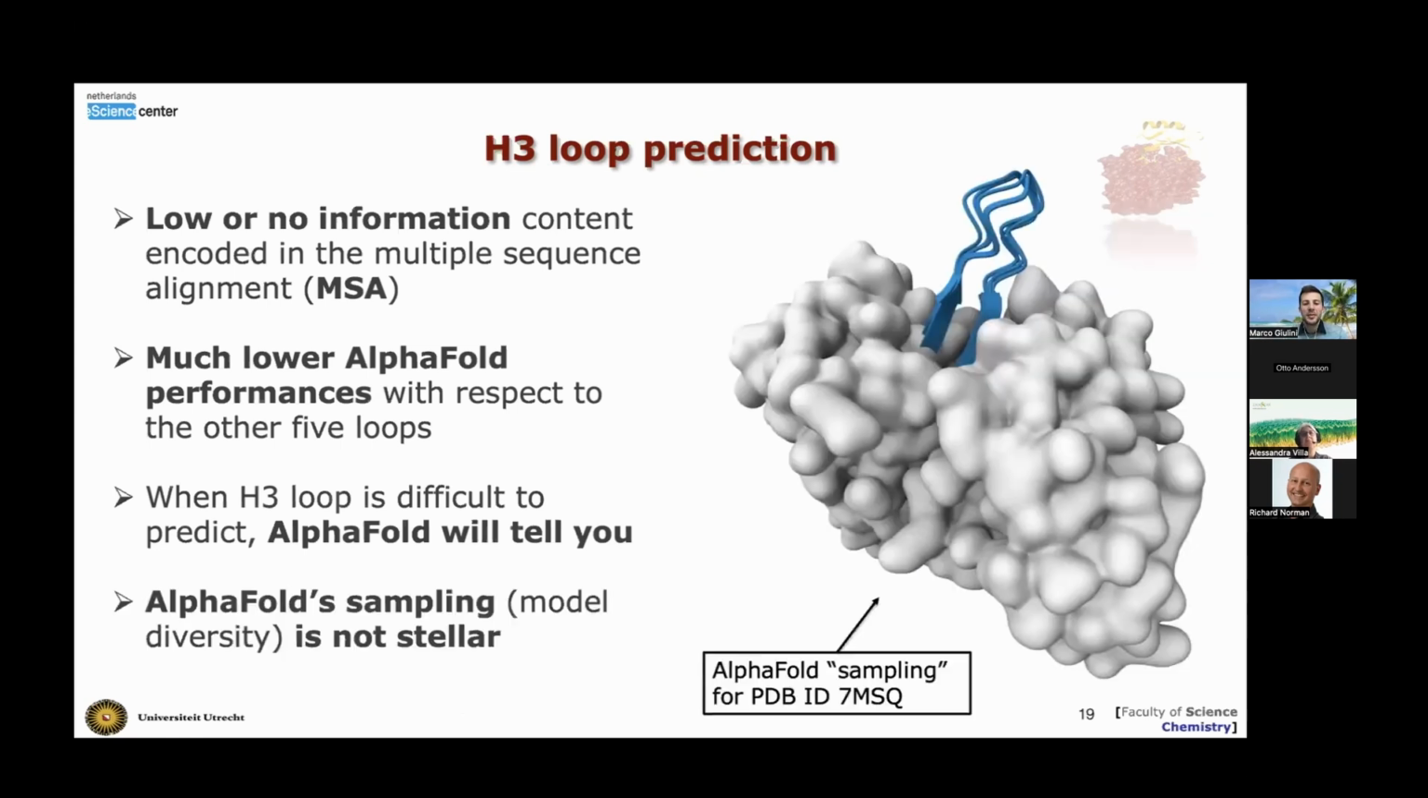And here the problem is that the AlphaFold sampling, so the diversity of the models that are generated by AlphaFold, is not really great. So here you have an example of the most heterogeneous conformations of the H3 loop that were sampled by AlphaFold, and you can see that they are not heterogeneous at all. So they are kind of the same structure. So if you know that one of them is wrong, probably all the other ones are going to be wrong as well. So now we want to find a way to increase the AlphaFold diversity in correspondence of the H3 loop to maximize the chances of getting a good conformation on this very challenging loop.